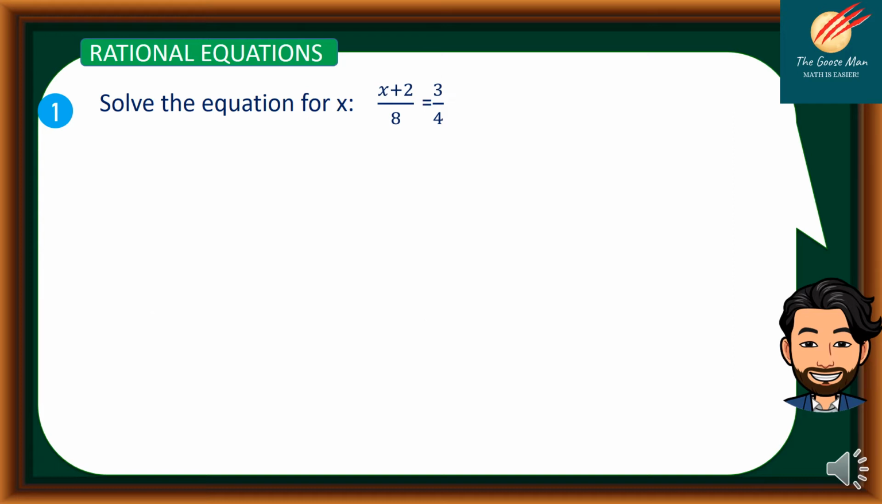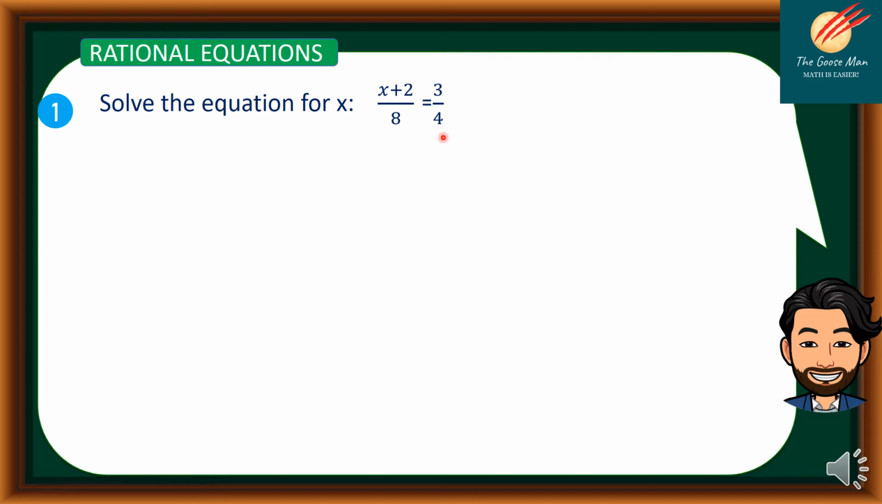Alright, so let's solve a rational equation. Solve the equation for x. We have (x + 2)/8 = 3/4. The first thing that we will consider is to determine the excluded value. Since the denominators are both constant, meaning to say 8 is a constant, 4 is a constant, there are no excluded values.